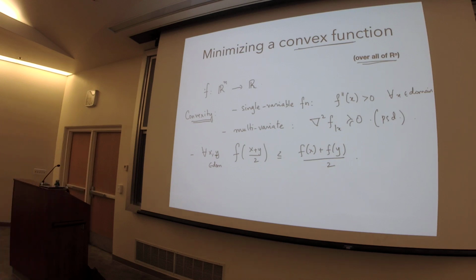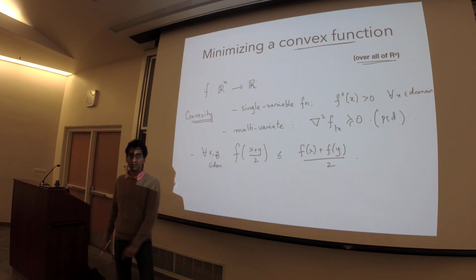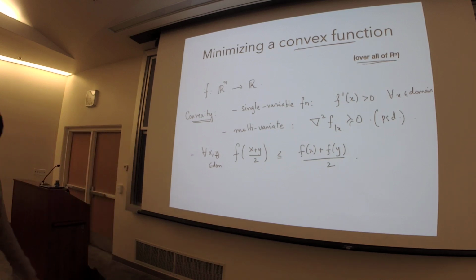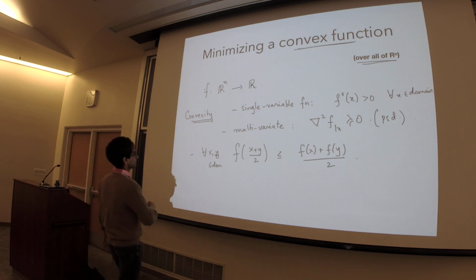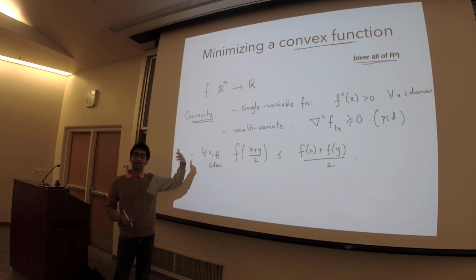What are x and y in this context? Oh, for all x and y in the domain, this inequality should hold. Does that hold for any number of variables? Yes. So the domain can be anything. It can be Rn. It can be anything.